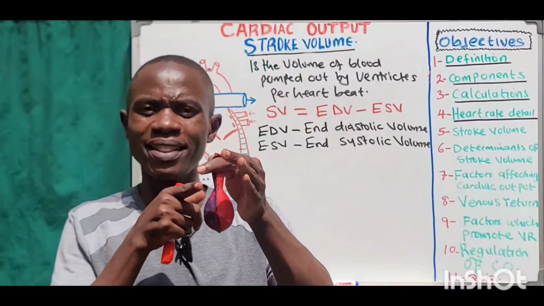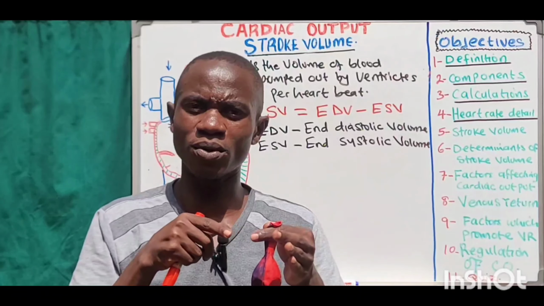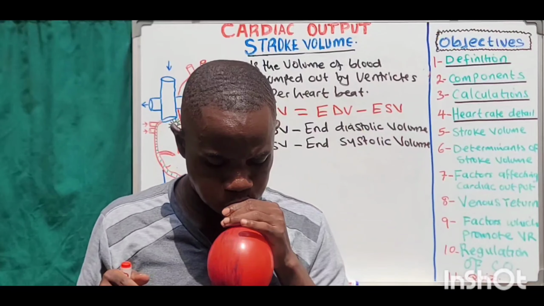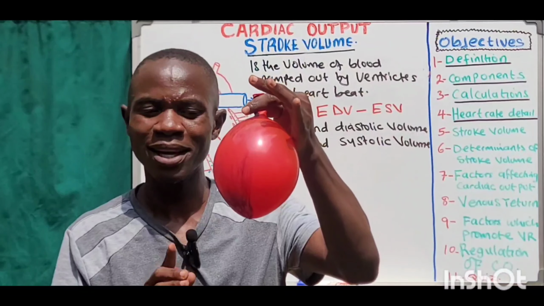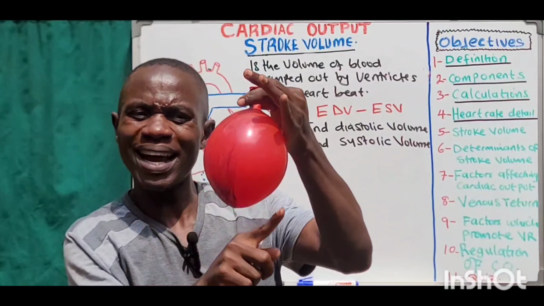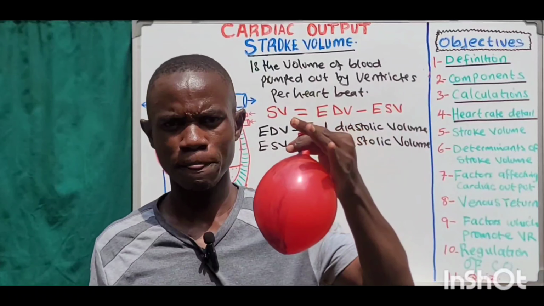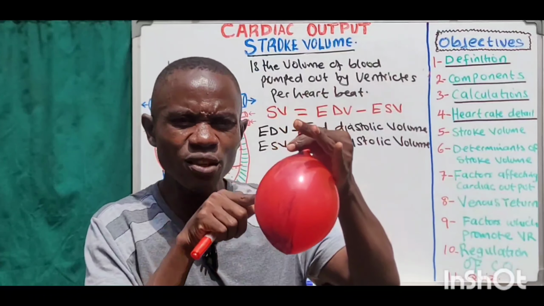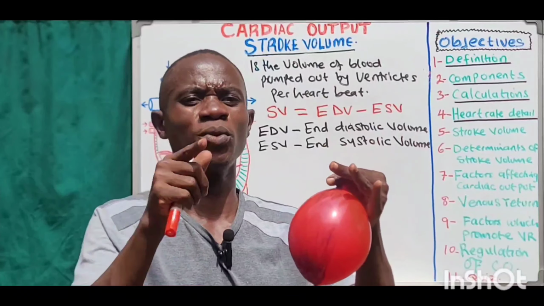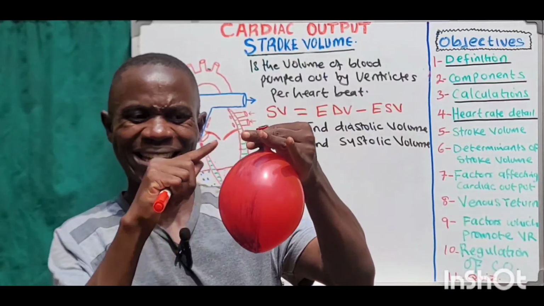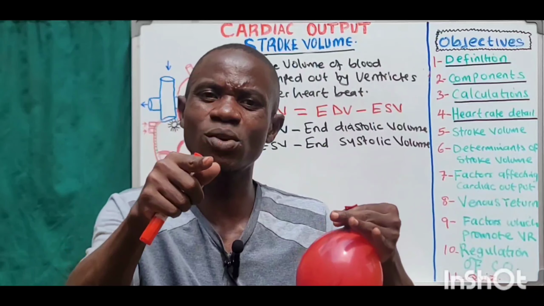Now we're going to be filling these ventricles with air, but assume it is blood which is filling the ventricles. Now my ventricles are filled up with blood. Now this volume of blood within these ventricles, before they contract, is what we call the end diastolic volume. I want to repeat on this. The volume of the blood in these ventricles before they contract is what we call the end diastolic volume.